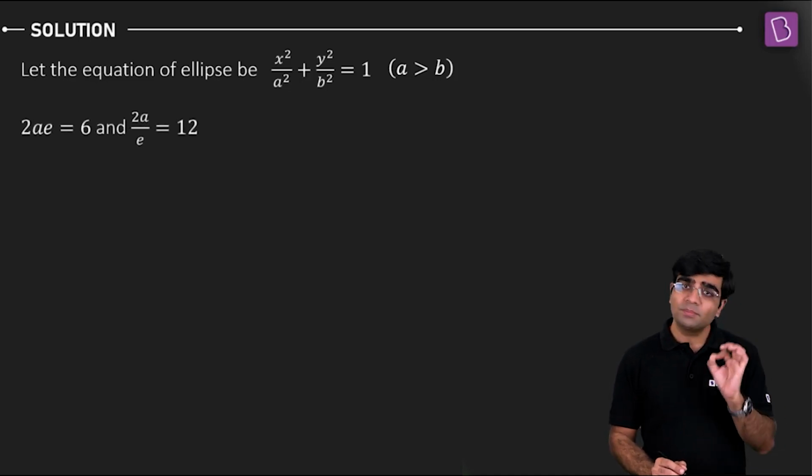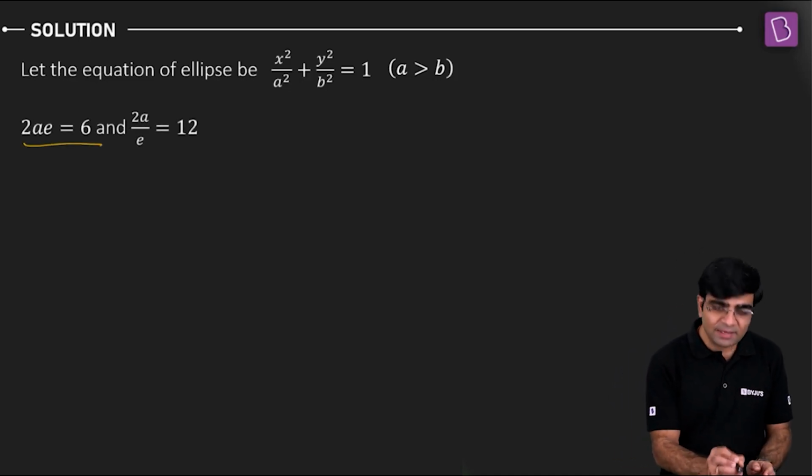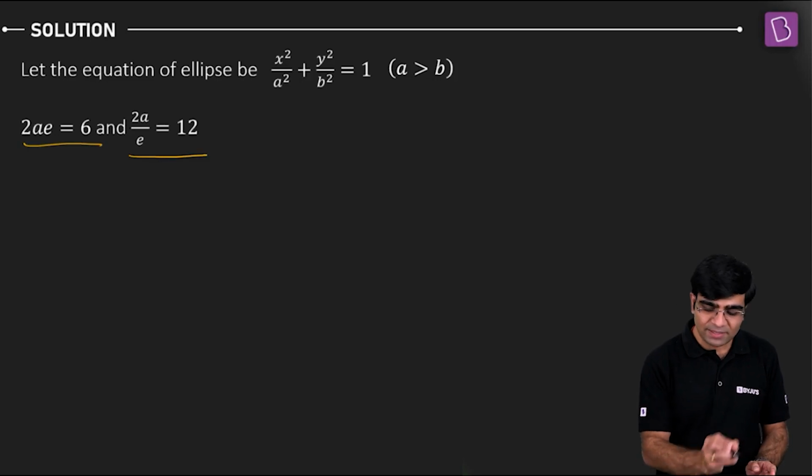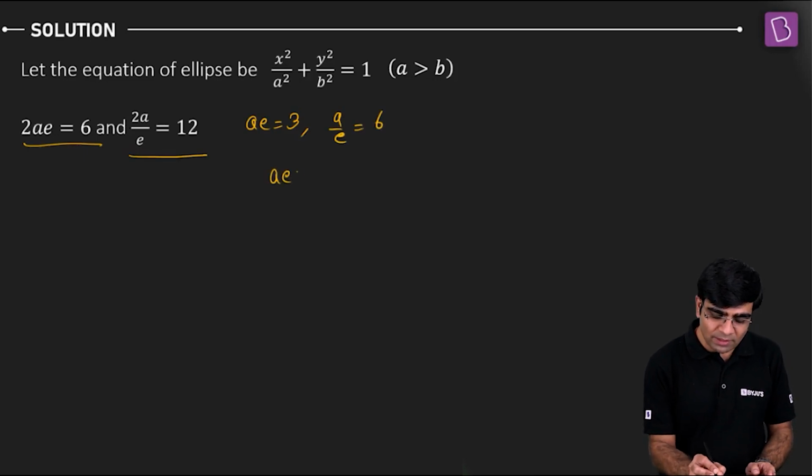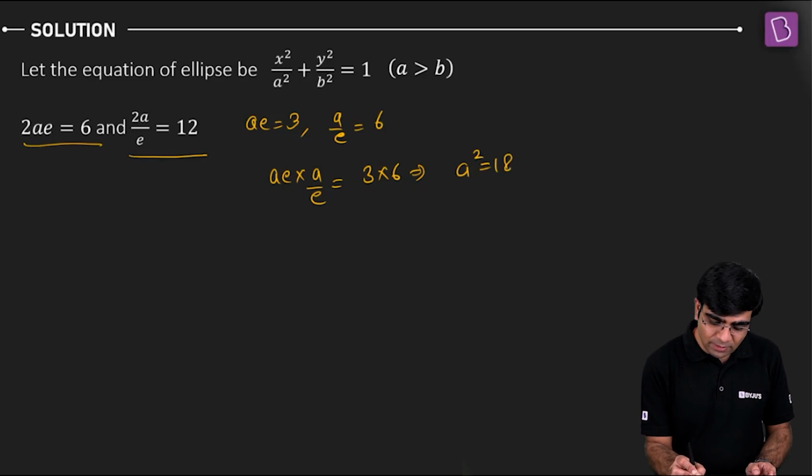Perfect. So as I told you, the distance between foci is given as 6, and the distance between the directrices is given as 12. So I have these two results right away. I can say that A into E is equal to 3, and A by E is equal to 6. When I multiply these two, LHS with LHS and RHS with RHS, what do we get? This gives me A square equal to 18.